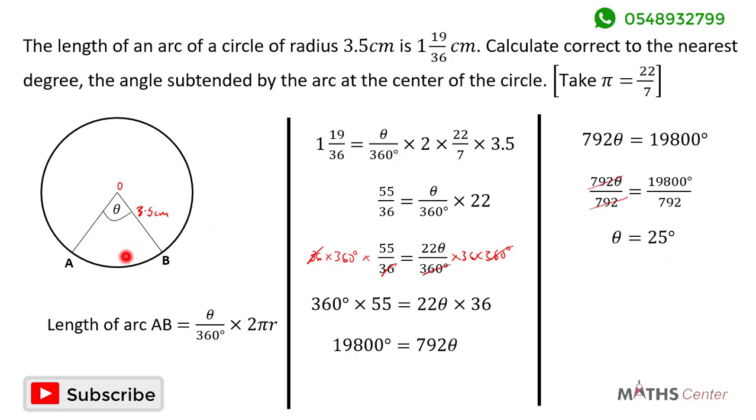So the angle that the arc AB, which has the length 1 19/36 centimeters, will subtend at the center of the circle if the radius of the circle is 3.5 centimeters, is 25 degrees.